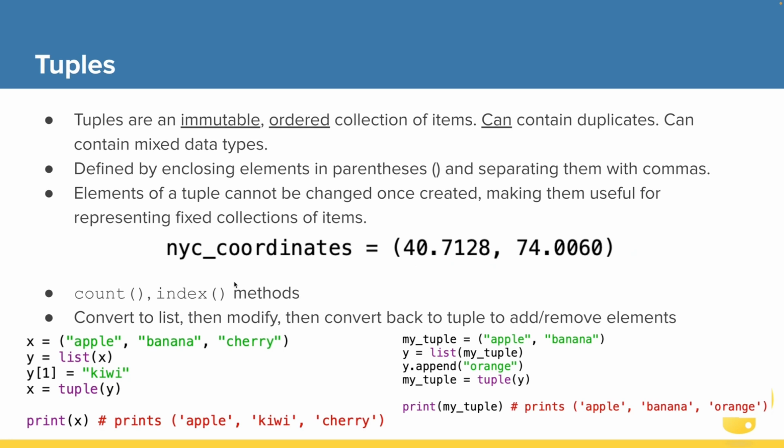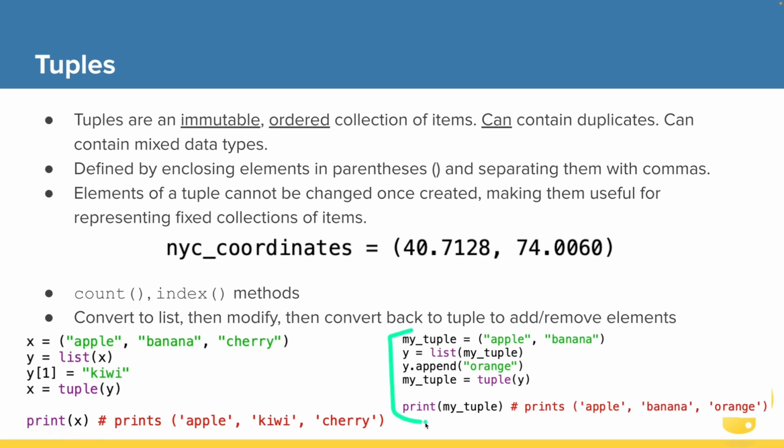Since they are immutable, since we cannot change these values, there's not very many methods really to work with. There's the count and the index method. And if we want to change the values in a tuple, what we can do to work around this is convert to a list, then modify, and then convert back to a tuple. So, for example, here we've got a couple examples of that.